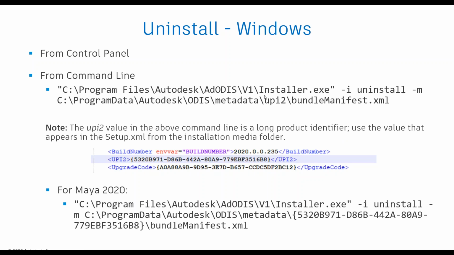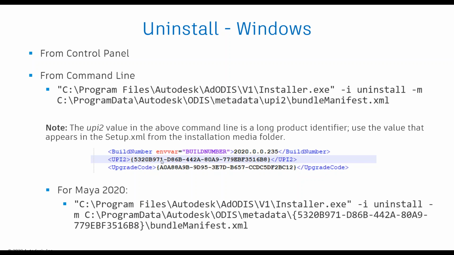And just make sure you include the UPI2 code. The UPI2 code is included in the setup XML, the main manifest we have inside the installation media. So if you open it, you will find the UPI2 code down in the specific tag.